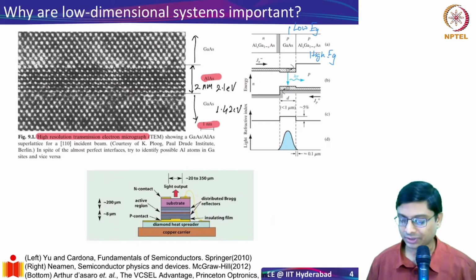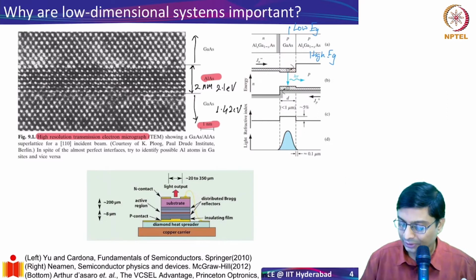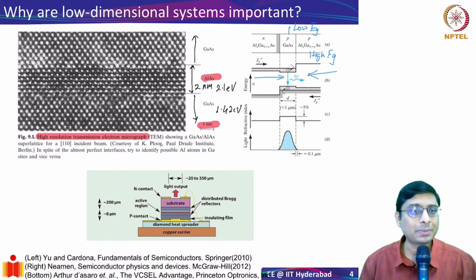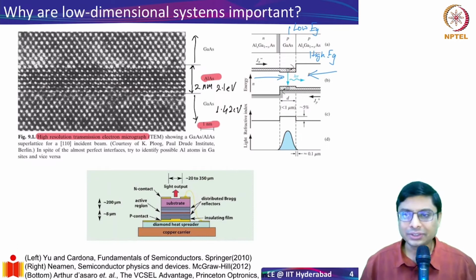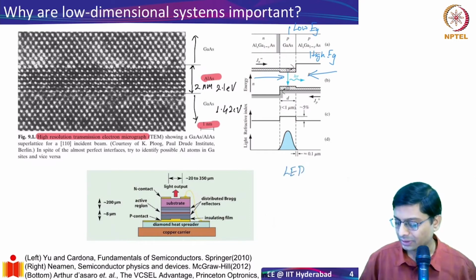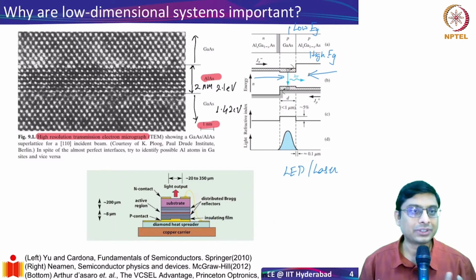What happens if you have such a structure? You can create both electrons and holes to be in the same physical region of space. For example, I can introduce my electrons from the left side and holes from the right side into the same region, which has a smaller band gap. Electrons and holes accumulate there, and then they can recombine and give you light. Light emission can happen. This sort of low dimensional system we call a quantum well. They are very important for light emission applications. Whether you look at an LED or a laser, they depend very much on this technology.